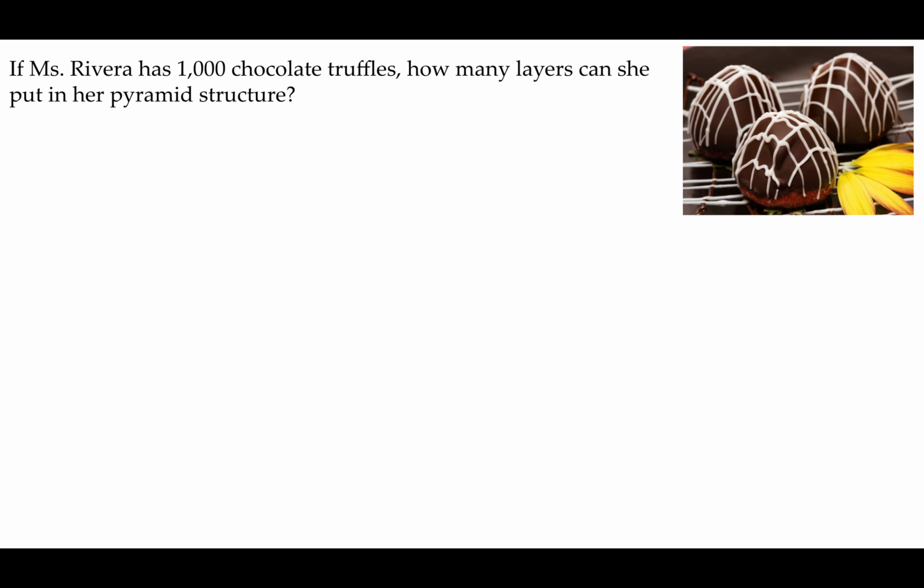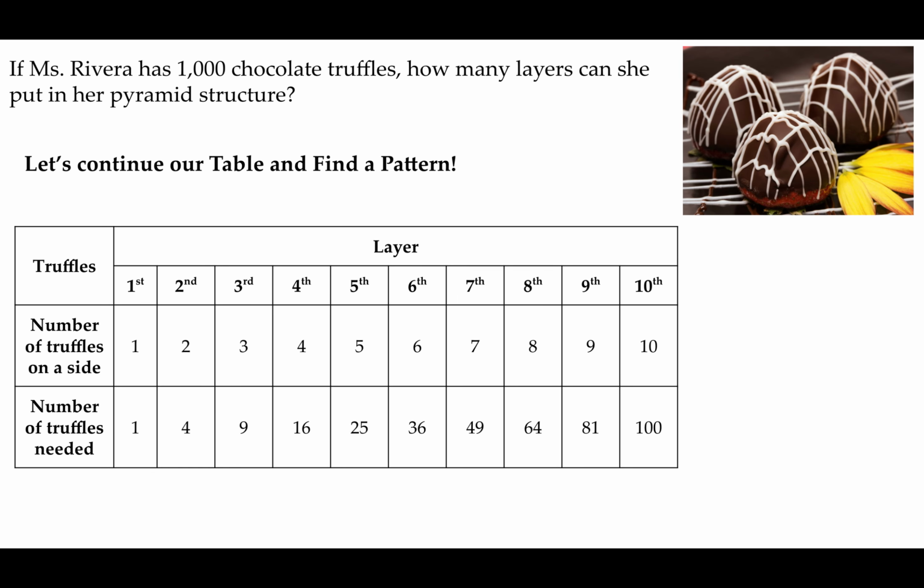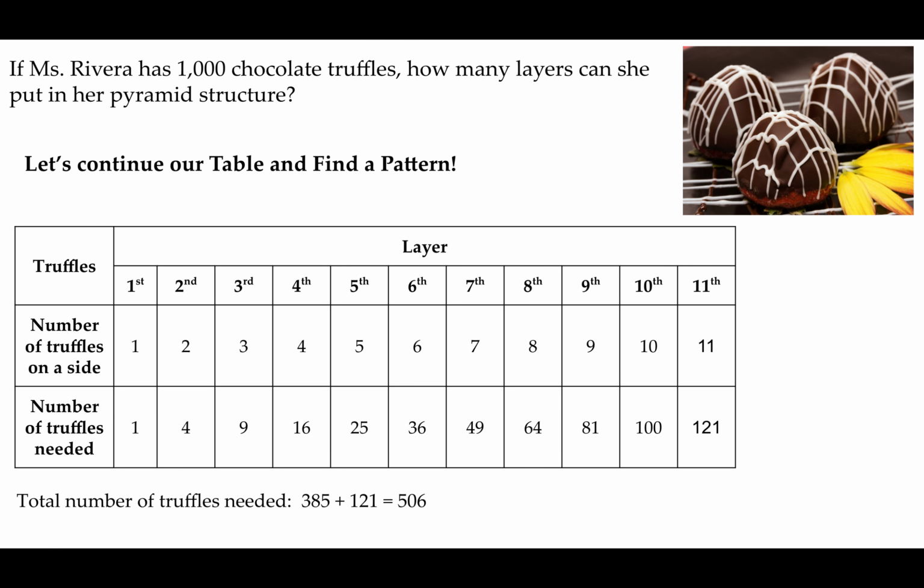Welcome back. So what strategy did you use for this? Did you use the same one we used before, even though it's a reverse question? Actually, I did because I decided to just continue with our table. So here's the table we had, and I know that the 10th was 385. So if I do the 11th one, 11 squared is 121. So my 385 plus 121 is 506. So I still have almost 500 truffles left.